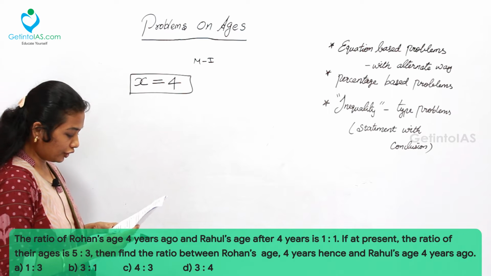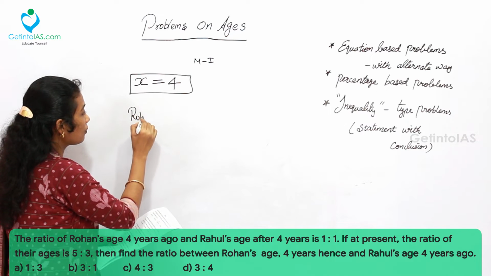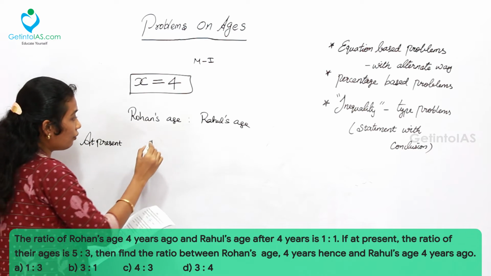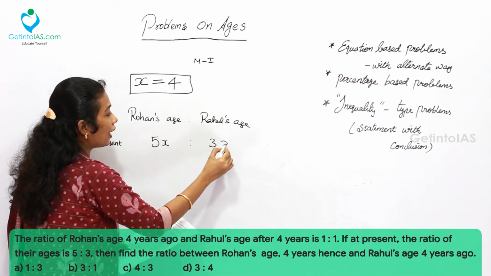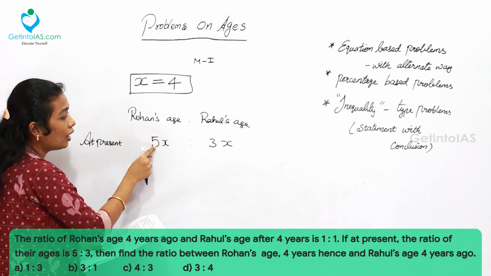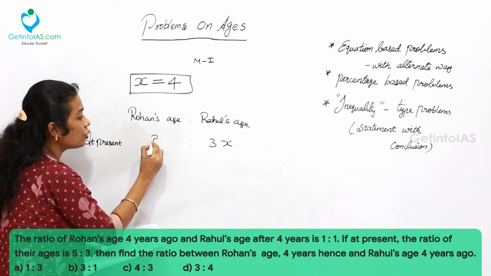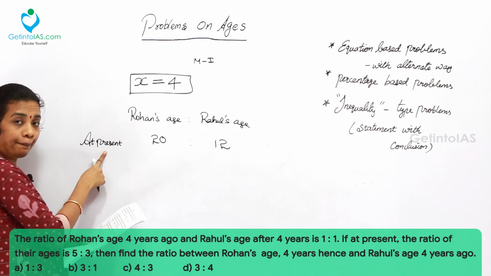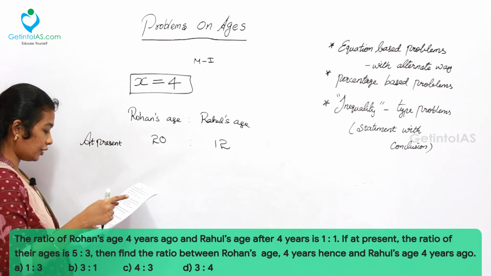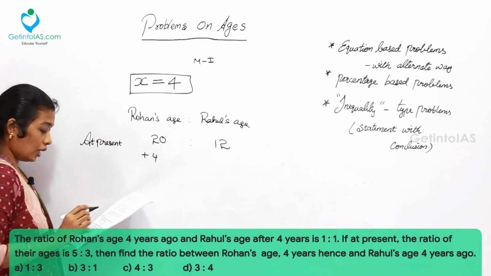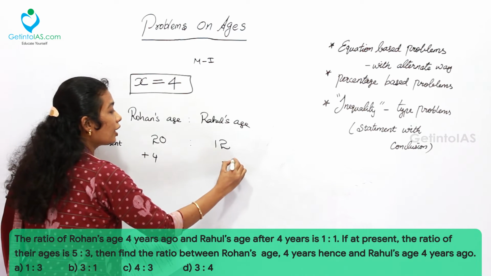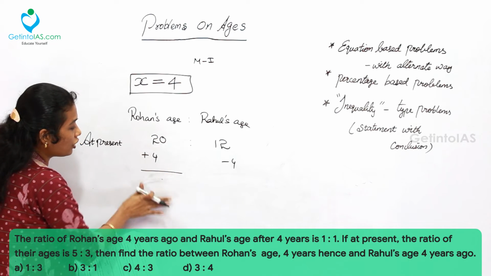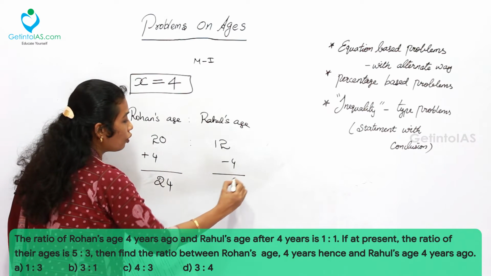Now substituting the values. We want Rohan's age to Rahul's age. At present, their ages are 5x and 3x. Substituting 4, 5 into 4 is 20 and 3 into 4 is 12. This is their present age. We want Rohan's age 4 years later, so plus 4, and Rahul's age 4 years ago, minus 4. Sorry, 20 plus 4 which is 24 and 12 minus 4 which is 8.